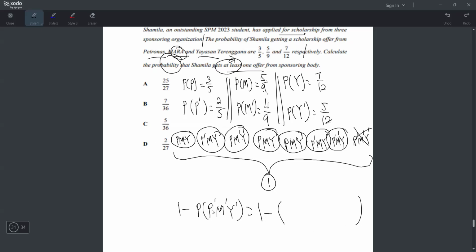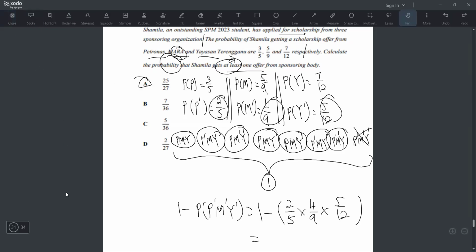So what is the probability for P prime, M prime, Y prime? You just look here. P prime, M prime, Y prime. So the probability of not getting Petronas times not getting Mara. This one is not getting 5 or 12. So when you press this in your calculator, you will get the answer. Right? Okay, I'll press 2 over 5 times 4 over 9 times 5 over 12. 2 over 27. So 1 minus the answer, 25 over 27. So A is the answer. Okay, done.